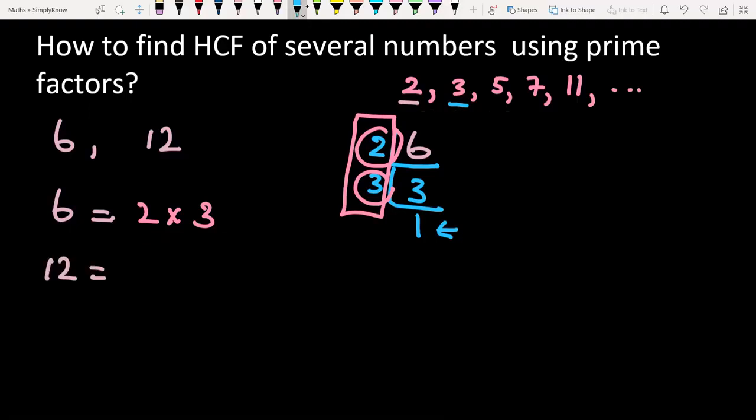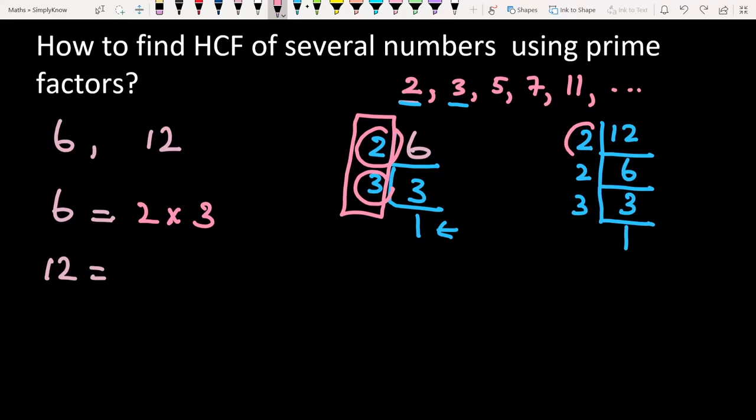Now let's find out the prime factors of 12 in the same manner. Is 12 divisible by 2? Yes. 12 divided by 2 and we get 6. 6 is also divisible by 2. So 6 divided by 2 and we get 3. 3 is not divisible by 2. So we need to divide it by 3. 3 divided by 3 is 1.